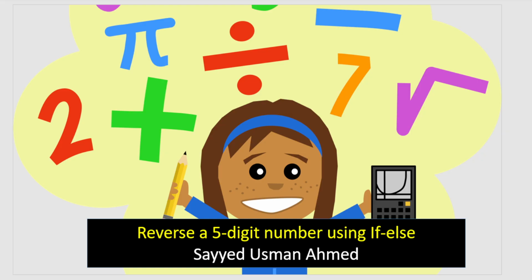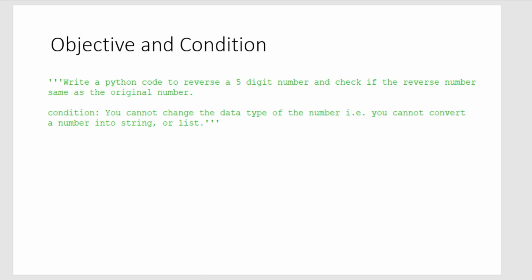In this video, we are going to learn how to reverse a 5-digit number using an if-else statement. The objective of this particular program is to write a Python code to reverse a 5-digit number and check if the reversed number is the same as the original number. This can be done in multiple ways.